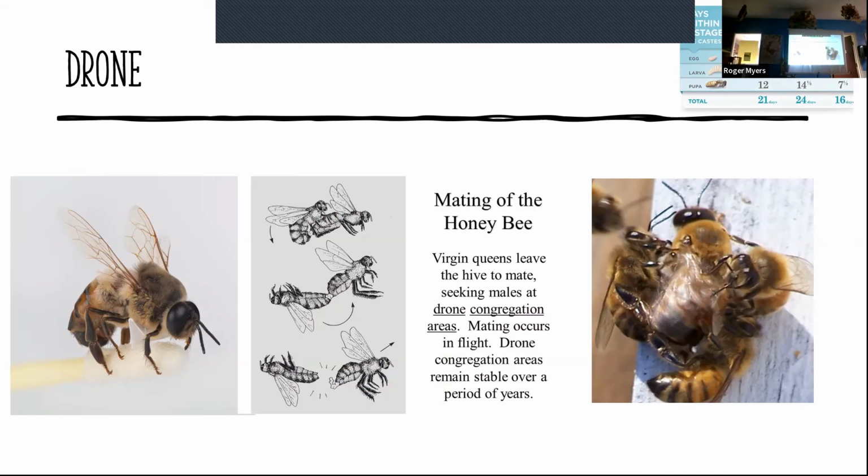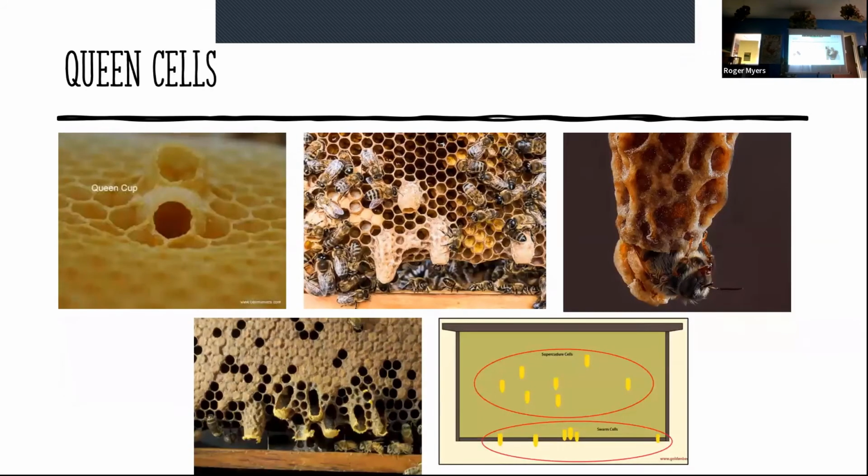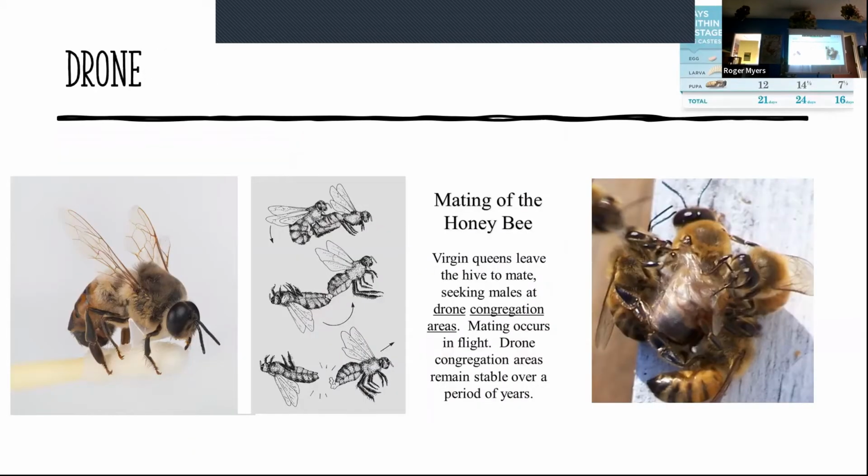All right, moving on to drones. Again, drones are the male bees. They look quite different than the workers. A lot of times people mistake drones for queens. Queens have an elongated abdomen right here, but the drone bees have a fatter, squatty abdomen. They're bigger than worker bees, and I guarantee you'll think, that's the queen. It's probably a drone. Drones have big eyes.